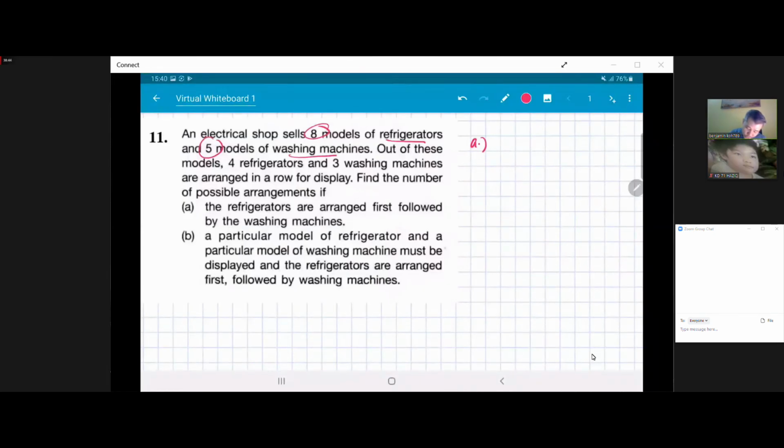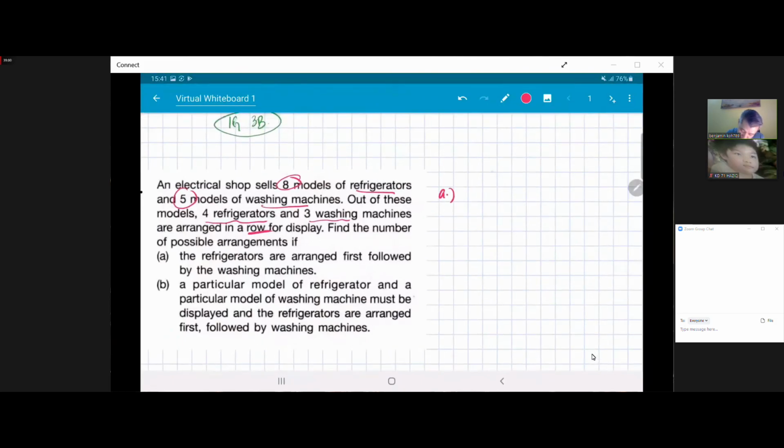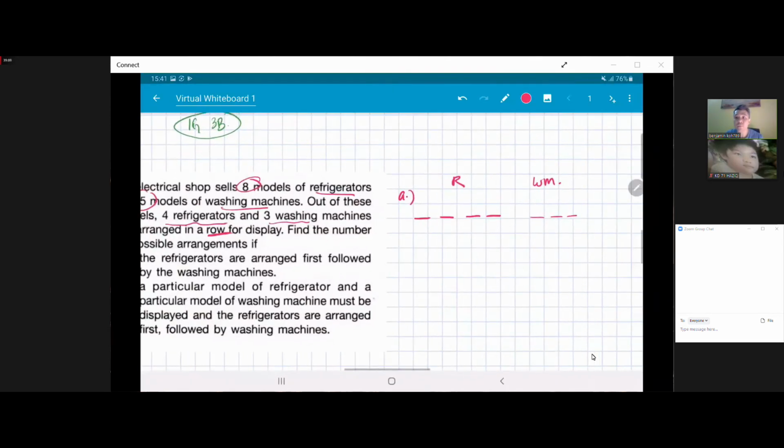Do you see the word row? Okay, but hang on. You guys understand or not that when you say here, they're arranged in a row? So that means we have 4 refrigerators and 3 washing machines. Which means we have to arrange the refrigerator followed by the washing machine. Refrigerator 1, 2, 3, 4. Washing machine 1, 2, 3. Boleh faham? So first is refrigerator, which is the peti sejuk, followed by washing machine.